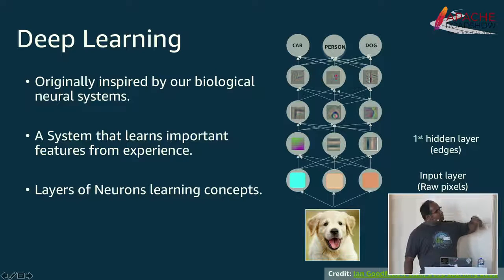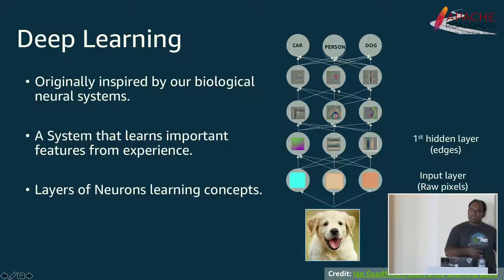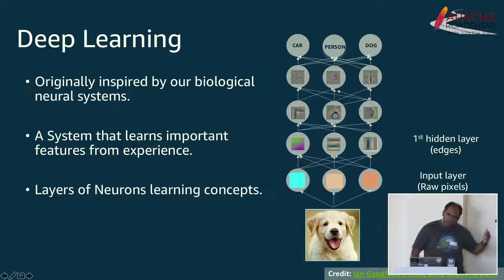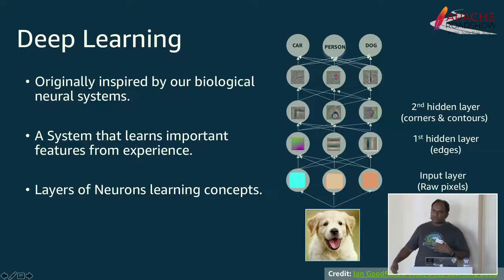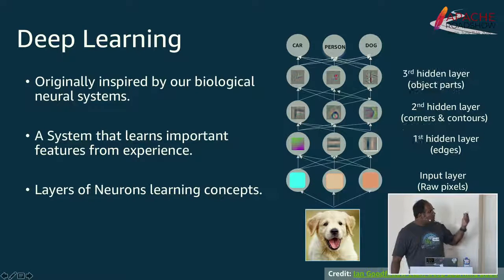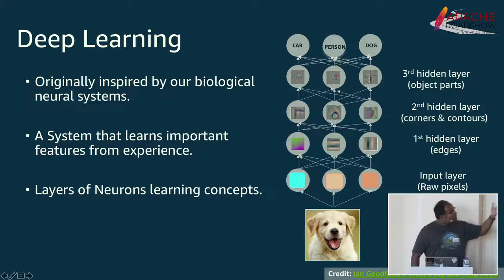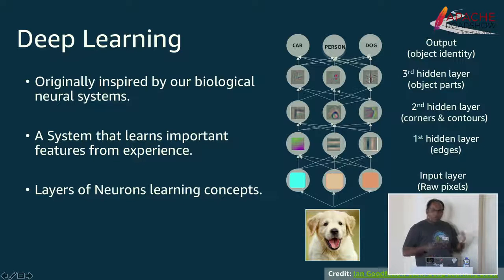The layers in between input and output are called hidden layers because the values are not given by the data. The system is learning to represent the relationship between the input and output. Then you have a second hidden layer that's trying to make sense of corners and contours. You have a third layer, which is identifying object parts in the image. Finally, you have an output layer giving you probabilities across these 3 categories.